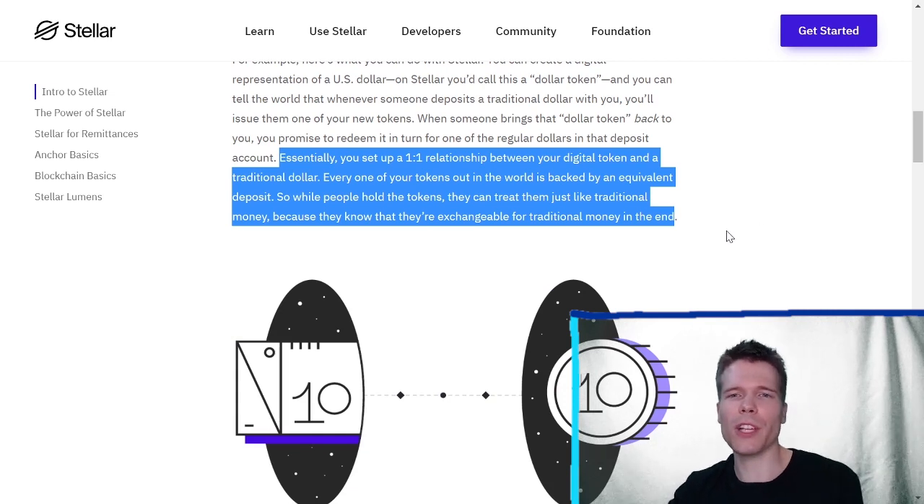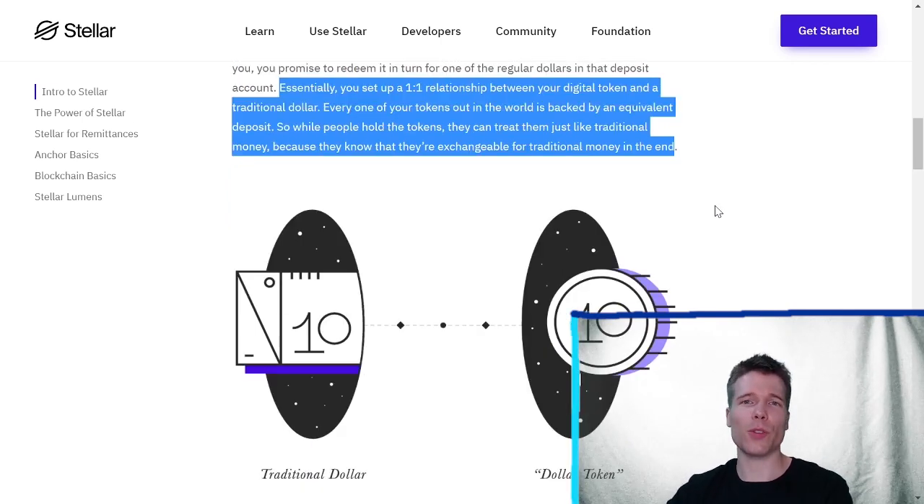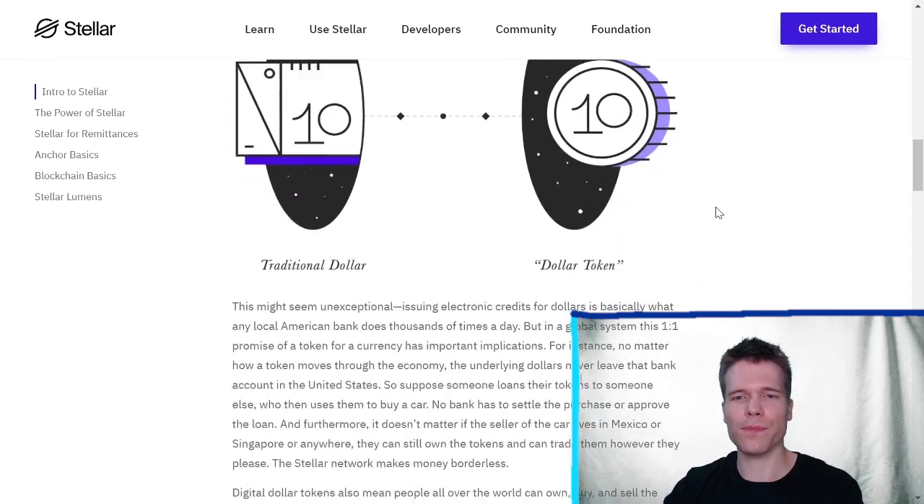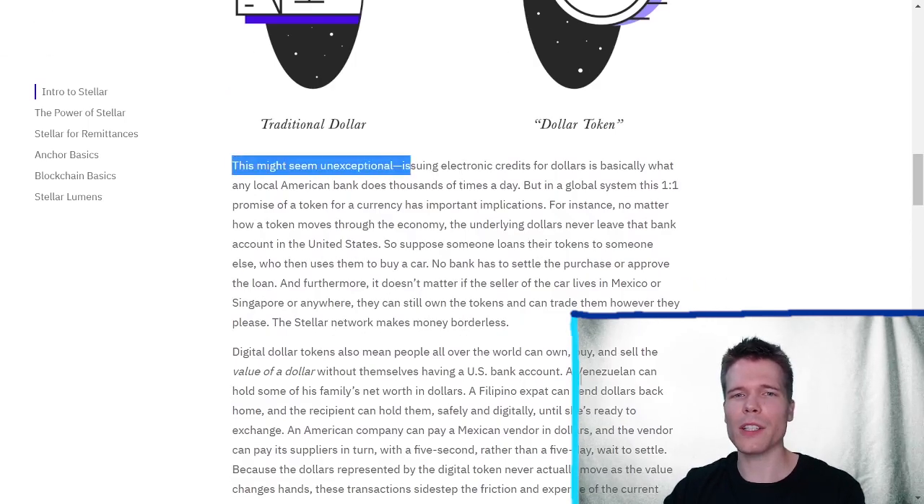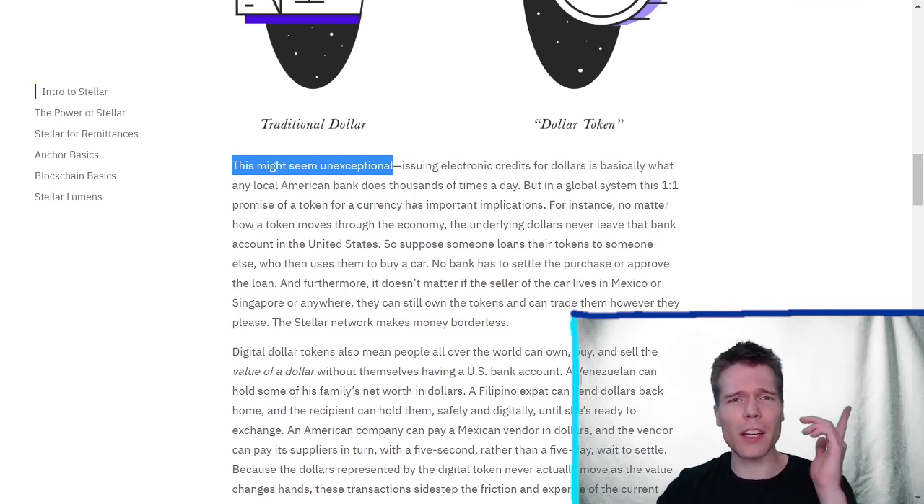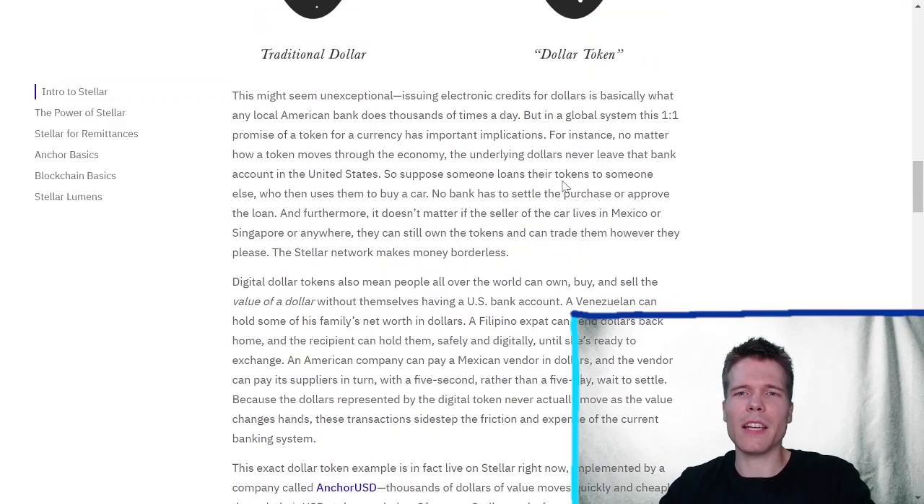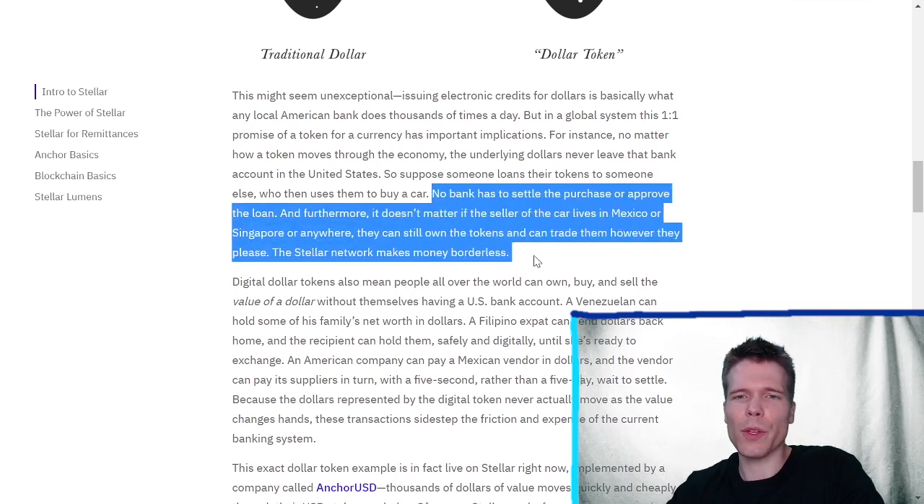Essentially, you set up a 1-1 relationship between your digital token and a traditional dollar, or if you read on, any other currency. This is also how USDT works and all of these stable coins. All right, and then they mention why is this unique? It might seem unexceptional, but they're going to tell us why it's not unexceptional, and it is in fact exceptional. And then they give you a little for instance here. So with these tokens built on Stellar, no bank has to settle the purchase or approve the loan. Furthermore, it doesn't matter where the people live. They can still own the tokens and trade them however they please.